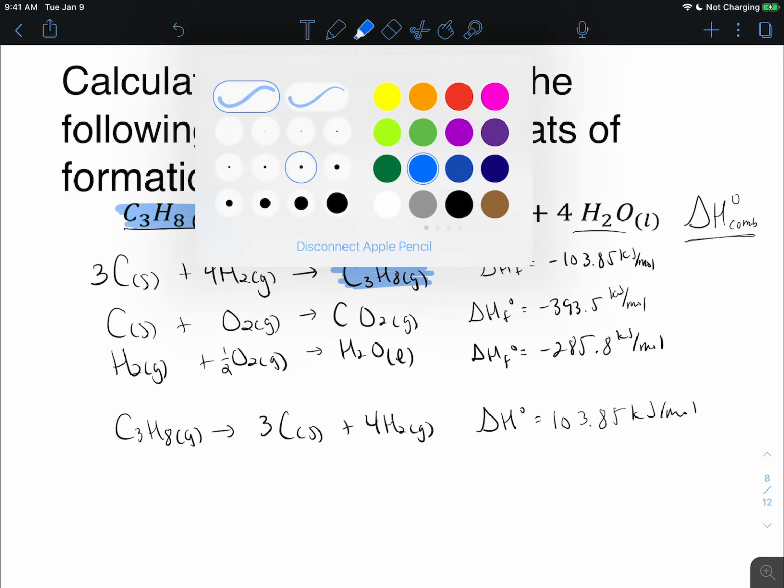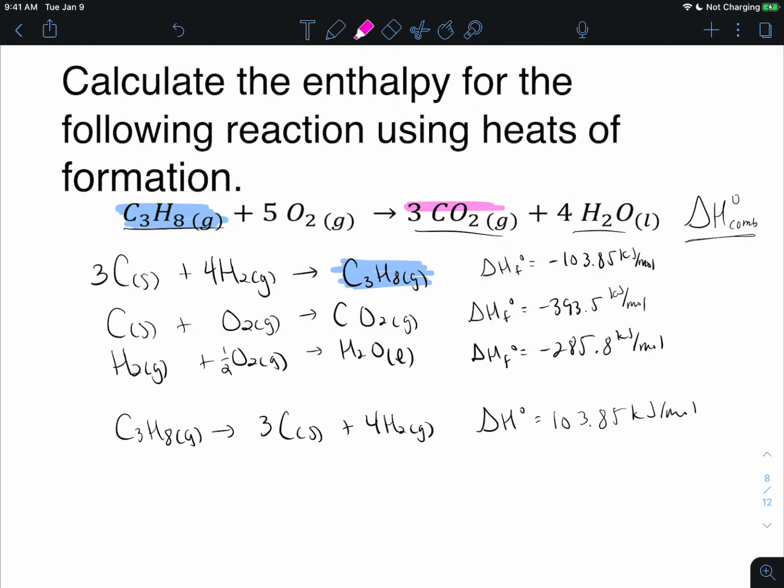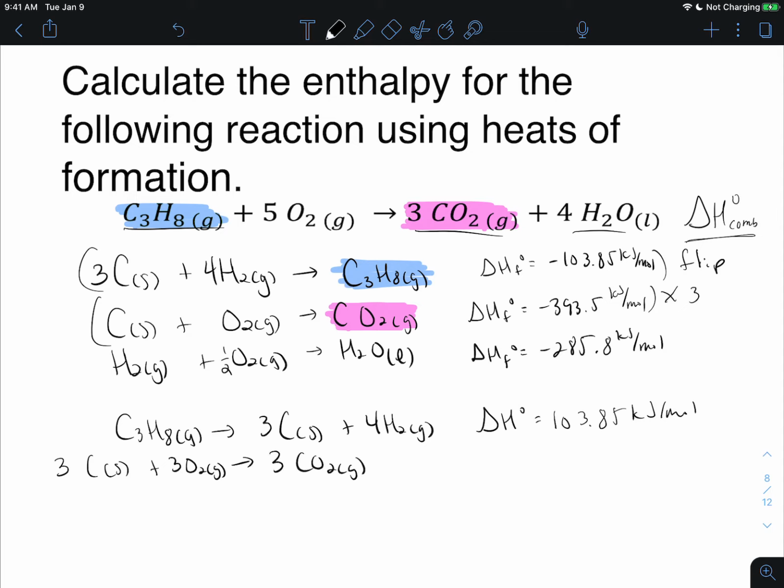We're just going to look for our next compound. So our next compound, 3 carbon dioxide molecules. Here are our carbon dioxide molecules. They are as products, but we need 3 of them, so we just need to multiply this by 3. This gives us 3C solid plus 3O2 goes to 3CO2 gas. And our delta H naught is equal to negative 393.5 kilojoules per mole times 3.